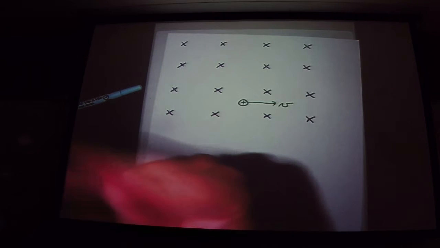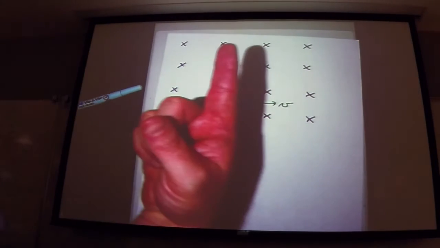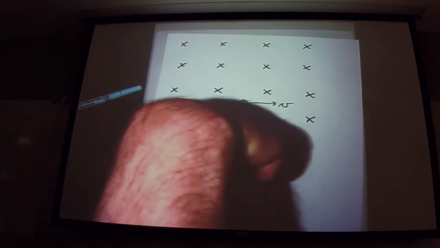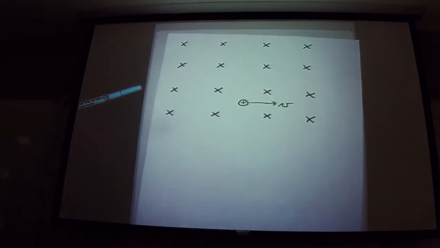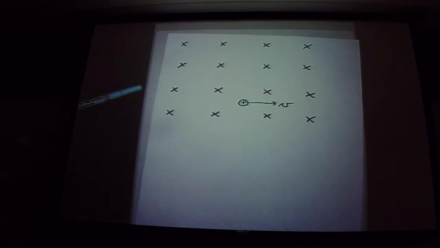Good. That doesn't work either. Into the page. How many of you got up the page? Yay. Anybody get down the page? If you got down the page, you would have been right if that was an electron, if that was something else besides a positive charge.